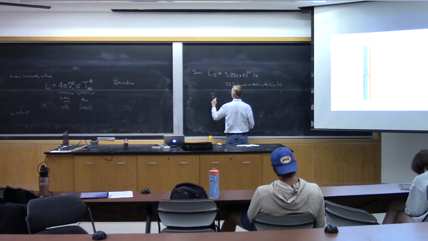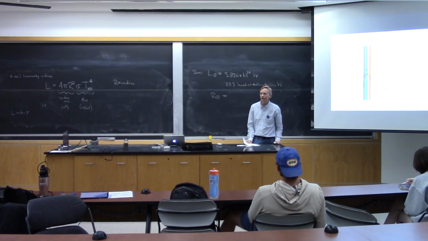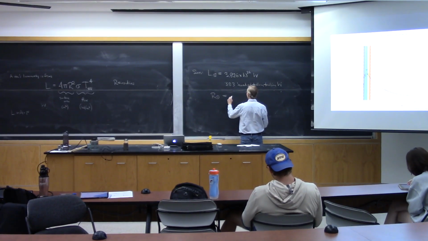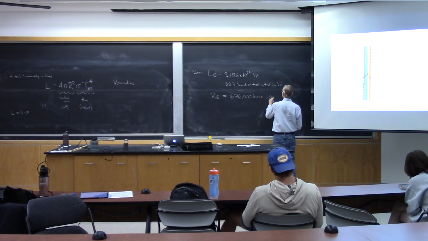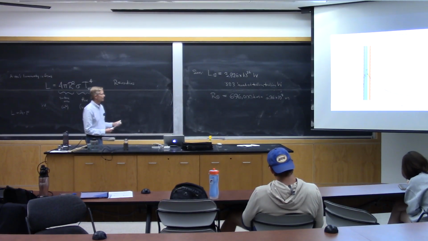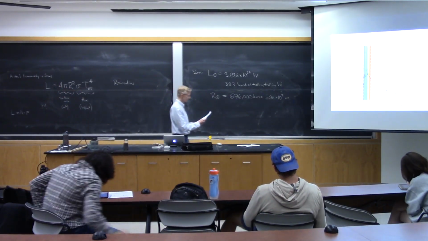The sun's radius. Quick, what's the sun's radius? I know you've all memorized it. What's the sun's radius? Yes, it is 696,000 kilometers, so about 700,000 kilometers, or we'll call that 6.96 times 10 to the 8th meters for the radius of the sun. 696 million meters, 696,000 kilometers.